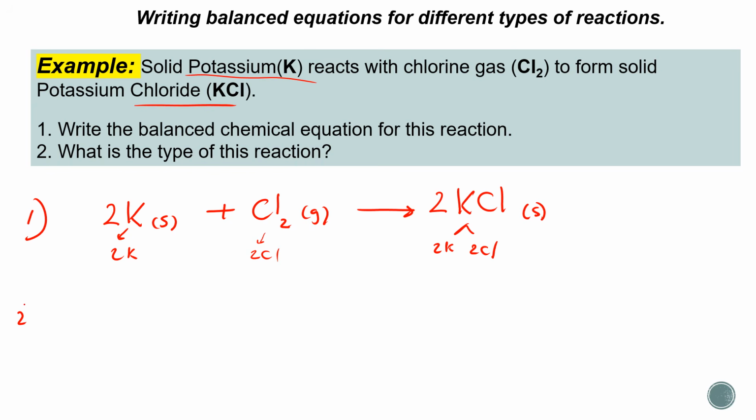Okay. What is the type of the reaction? This looks like this, right? A plus B gives me AB. So it is synthesis. Okay, guys?